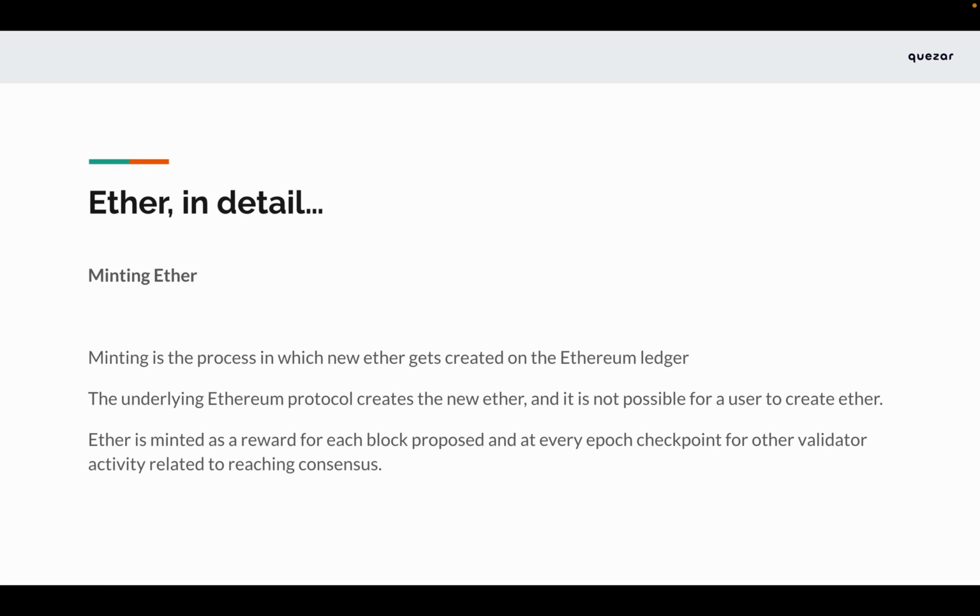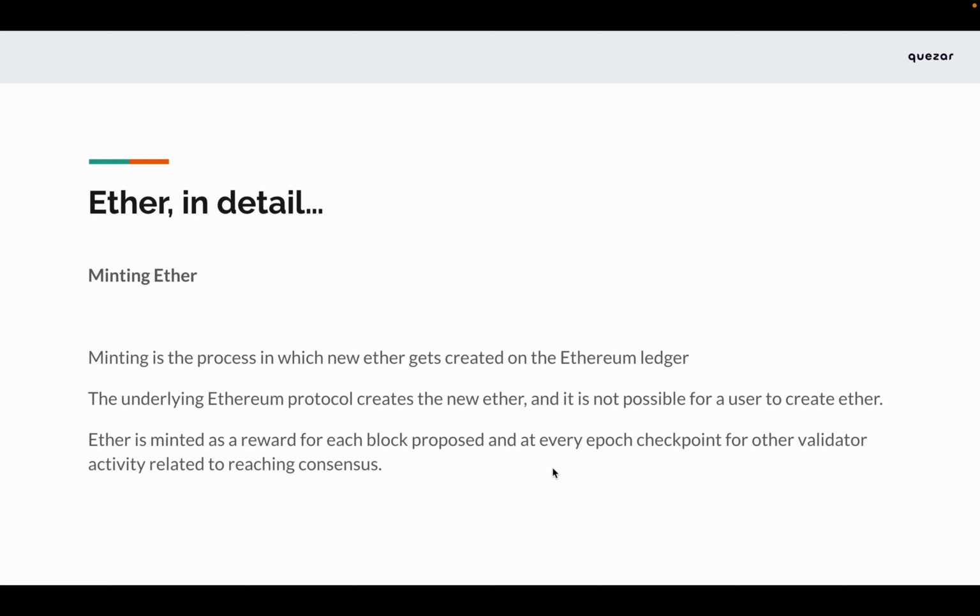Now we'll try to answer the question, how does new Ether enter into the network? So it enters via a process called minting. Ether is created by the Ethereum protocol, and a user cannot create a new amount of Ether. Ether is minted as a reward for each block proposed and also at every epoch checkpoint for other validator activity related to reaching consensus.